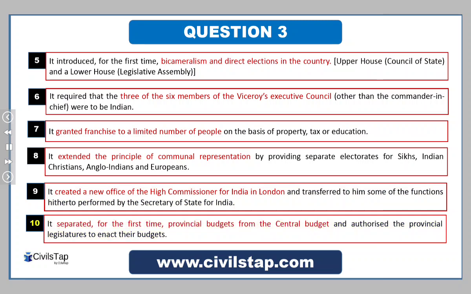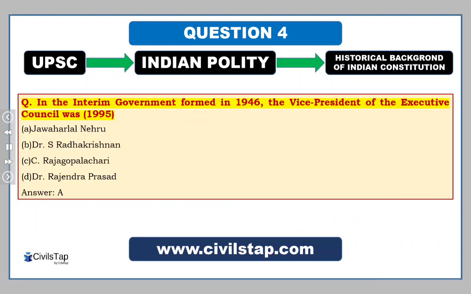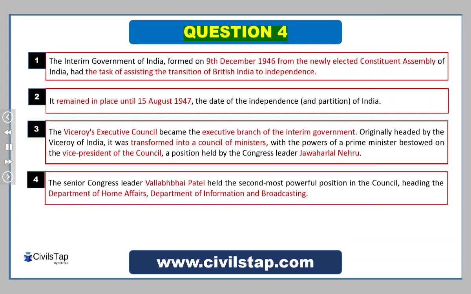Q. In the interim government formed in 1946, the Vice President of the Executive Council was: A. Jawaharlal Nehru, B. S. Radhakrishnan, C. Rajagopalachari, D. Rajendra Prasad. Answer: A. UPSC Indian Polity, Historical Background of Indian Constitution.